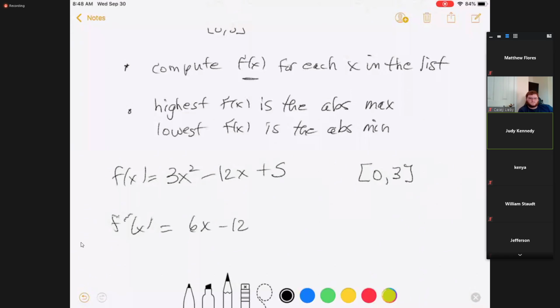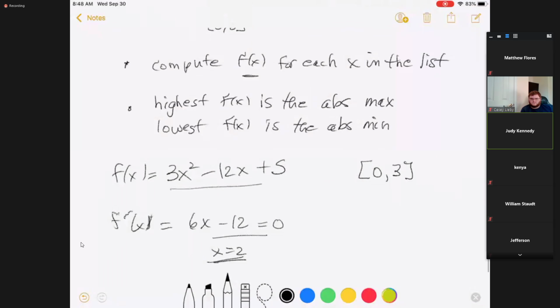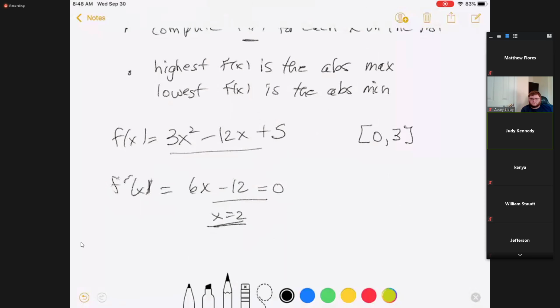Okay, this is a polynomial. F prime exists for all x, so I'm not going to get any critical numbers from where f prime does not exist. They're all going to come out of where f prime of x is equal to 0. And that says that x is 2. So I have a critical number at 2, just one, and 2 is in this interval.